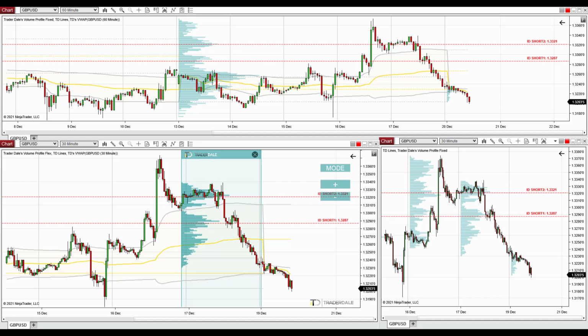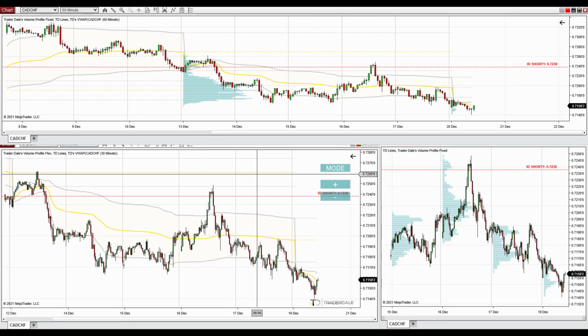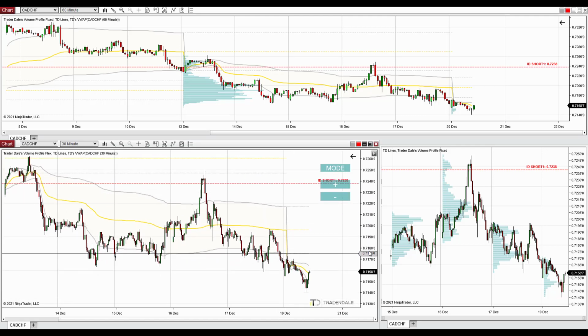And the next one is on the Canadian dollar Swiss franc. Alright, so this is the Canadian dollar Swiss franc. And what I would like to talk about is that strong rejection of higher prices.